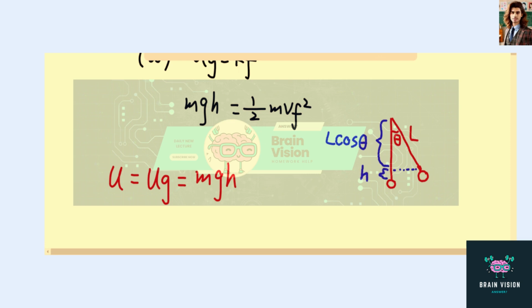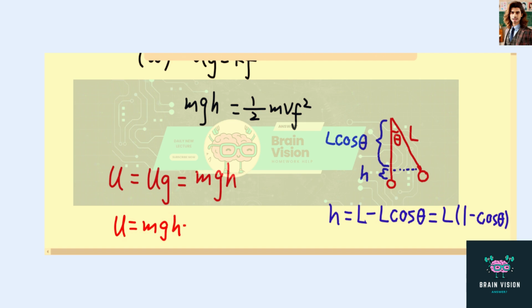So as you can tell, the height is equal to the length of the pendulum minus L cosine theta, which is equal to L times 1 minus cosine theta. We can plug this back into the equation, and the total energy of the system is mgh, which is equal to mg times L times 1 minus cosine theta.